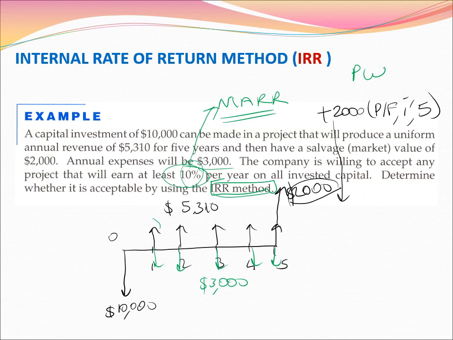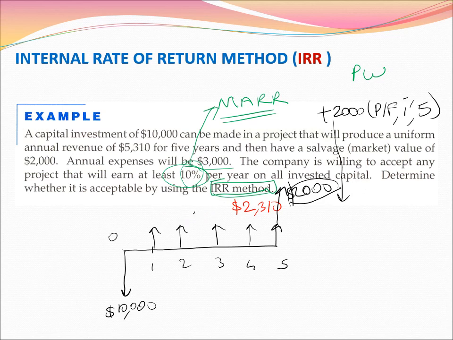Look, at each period, when you compare the cash flows, you have an earning of 5,310 and you have an expense of 3,000. So you can only concentrate on the net amount. And the net amount is this one, revenue minus expense, which is $2,310. Okay, this is the net amount. And the cash flow diagram actually looks something like this.